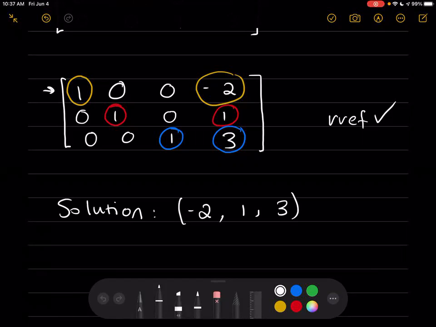All right. So there was another example of using matrices to solve a system of linear equations. I hope you found it helpful and illuminative.